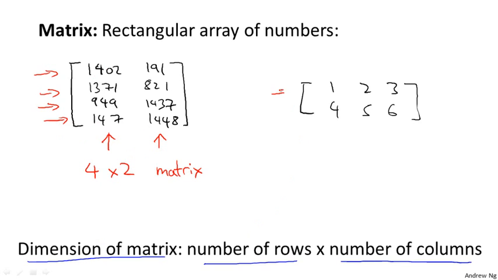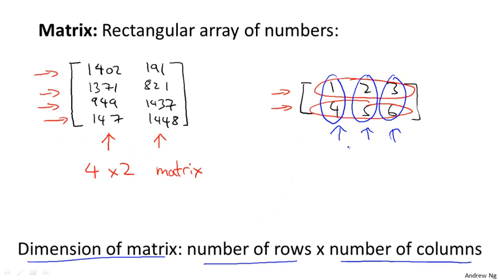This one on the right, this matrix has 2 rows. So that's the first row, that's the second row, and it has 3 columns, right? That's the first column, that's the second column, that's the third column. So this second matrix, we say it is a 2 by 3 matrix, or we say that the dimension of this matrix is 2 by 3.